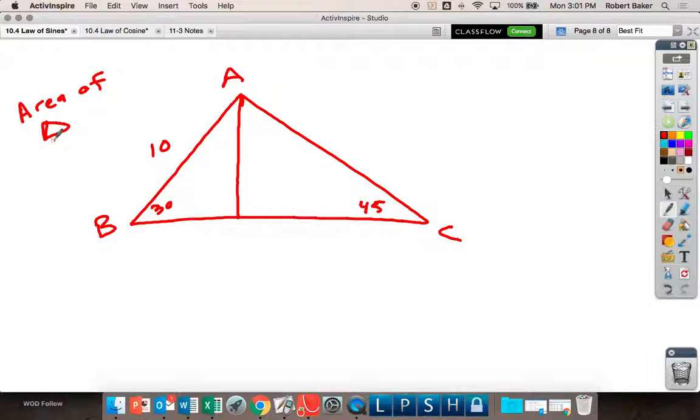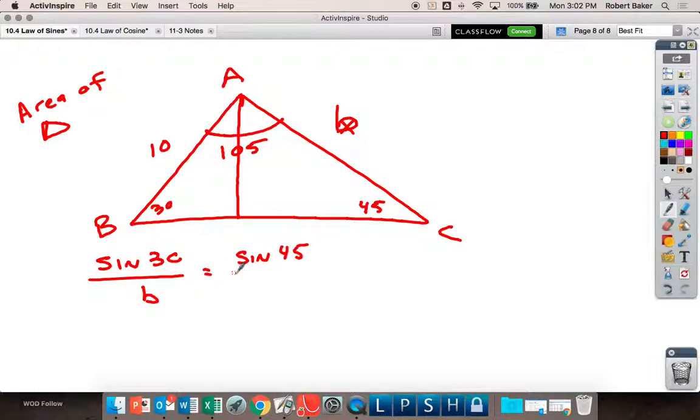But look, we have an angle here and we have a missing side length here. It is one huge triangle. So the only thing that you can justify right now is that this angle is 105 degrees. So by using the law of sines, you can say the sine of 30 over b equals the sine of 45 over 10. You could do that, right?